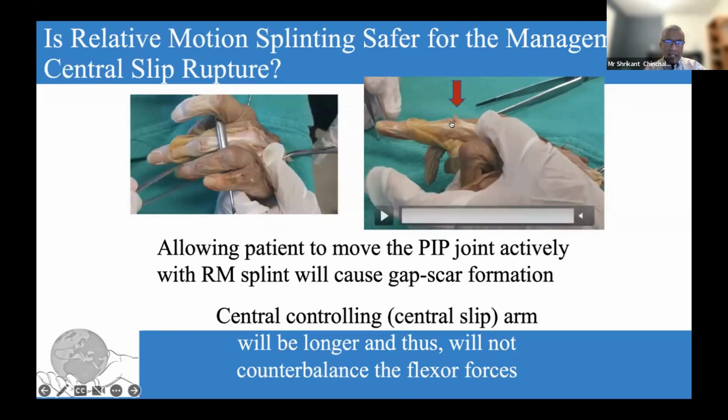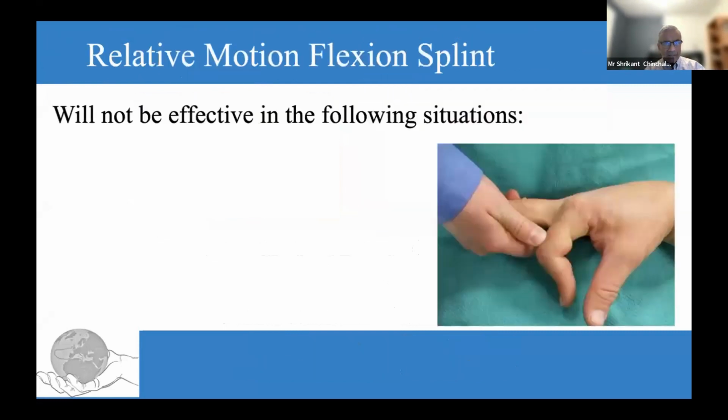And when the person has a gap scar formation, the extensor side will be a bit longer. Flexors will always be advantageous. We know that the flexors are 4, if not 6 times stronger than extensors. The flexors will always take over, and consequently, the lateral bands will fall volar to the joint axis. Patients will end up having PIP joint flexion contracture. Patients will have spiral oblique retinacular ligament tightness and recurrence of Boutonniere deformity.